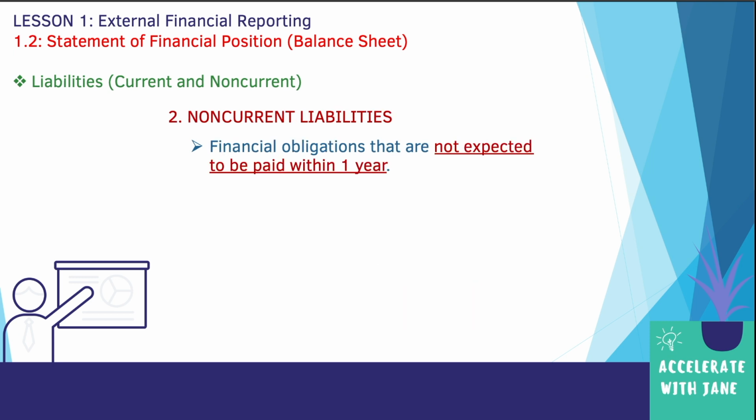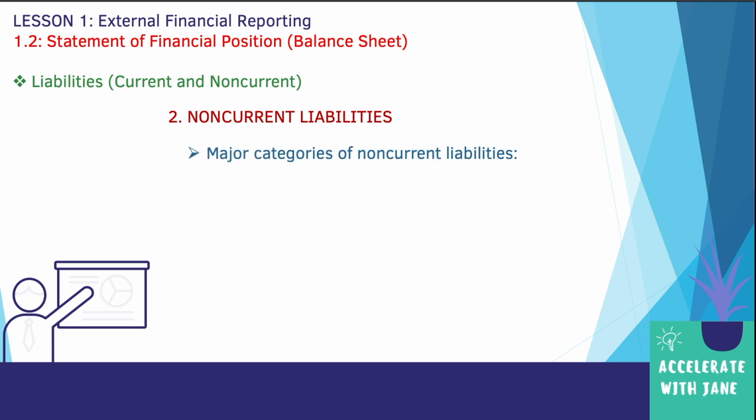So this is the definition per standard. These are the financial obligations that are not expected to be paid within 1 year. So we have here the major categories of non-current liabilities. First, we have long-term loans and notes or bonds payable. These are agreements a company enters into with another party, which typically includes a formal written promise to pay predetermined amounts on specific dates. To be categorized as long-term, the maturity has to be longer than 1 year or longer than its operating cycle.